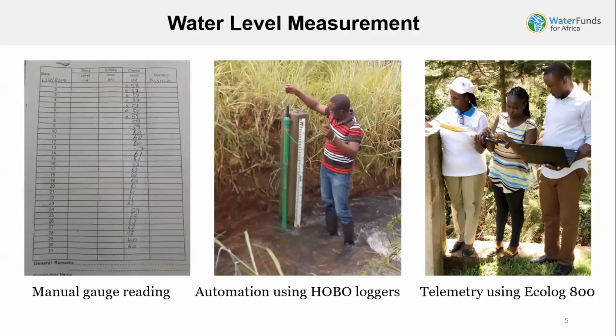I'm now going to take us through how we measure each of those parameters: water level, discharge, the water quality parameters, and how we analyze them. So we begin with water level. This slide basically shows the different tools in water level measurement.